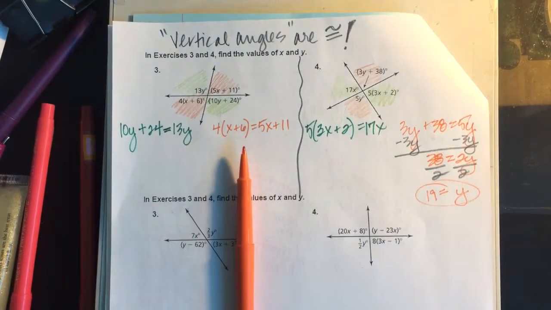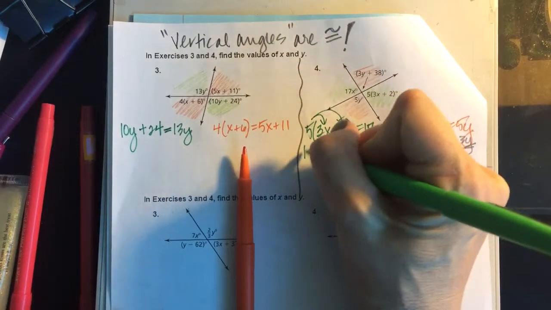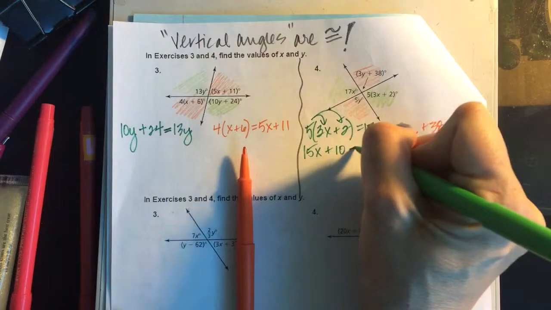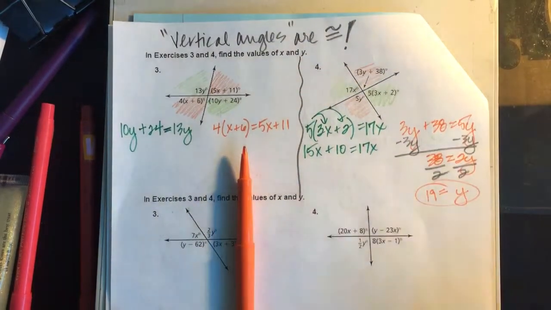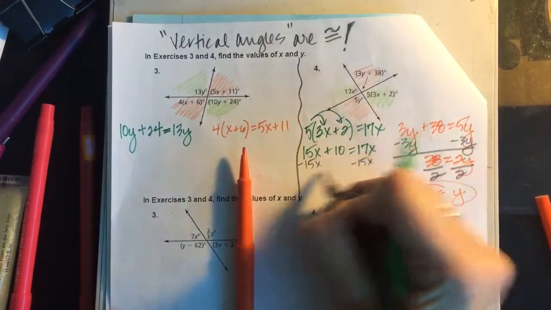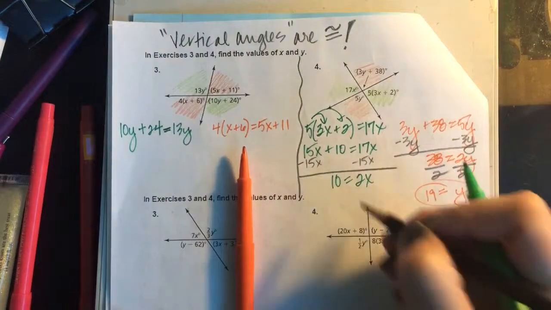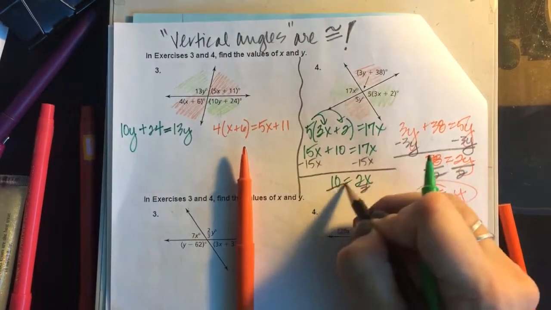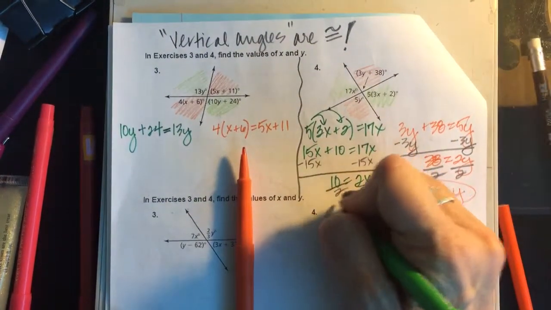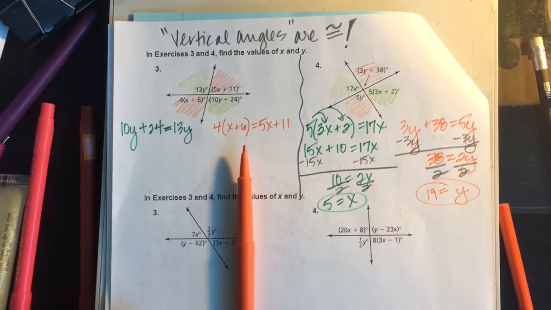And then when I do the green equation for this one, the first thing I have to do is distribute: 15x plus 10 equals 17x. And then from there, I'd take away 15x's. 10 is equal to 2x. And I would divide by 2. Somebody had said x is 8. It sure isn't. It's 5. X is 5. Y is 19.